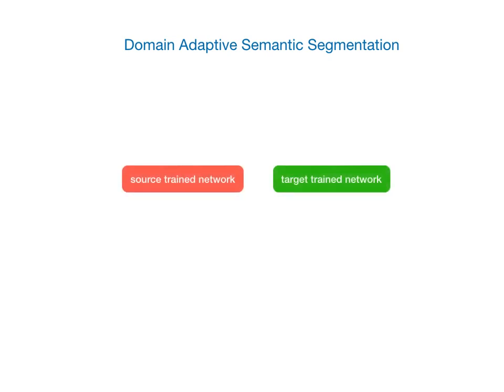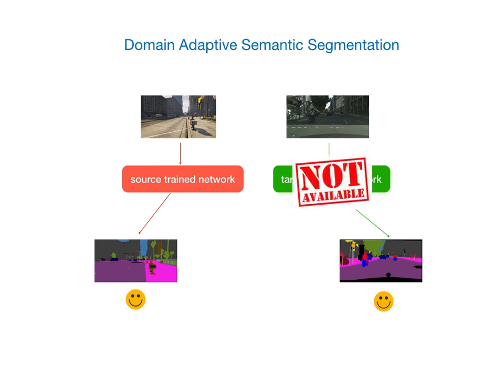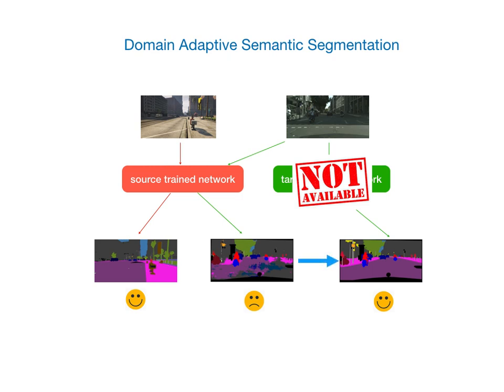Given a network trained on labeled in-domain data, we can usually get good segmentation results. However, in practice, when the target annotations are not available, directly using the source-trained model to make predictions on the target leads to unsatisfactory results. So how do we deal with such a performance gap via domain adaptation?